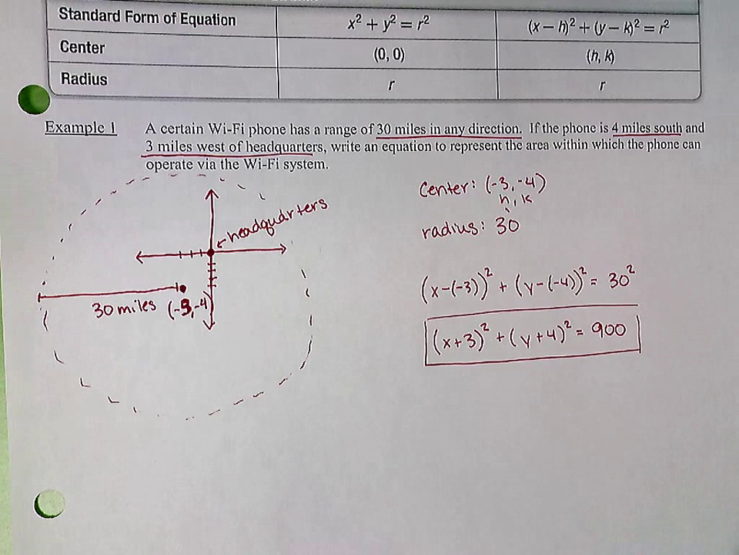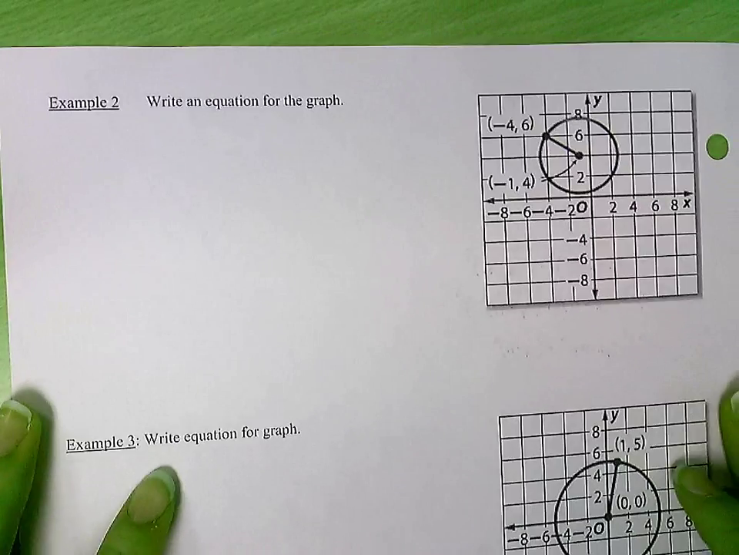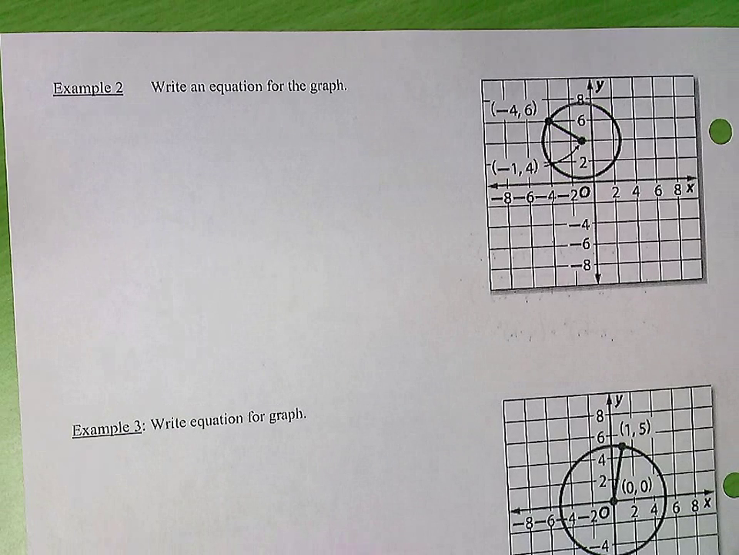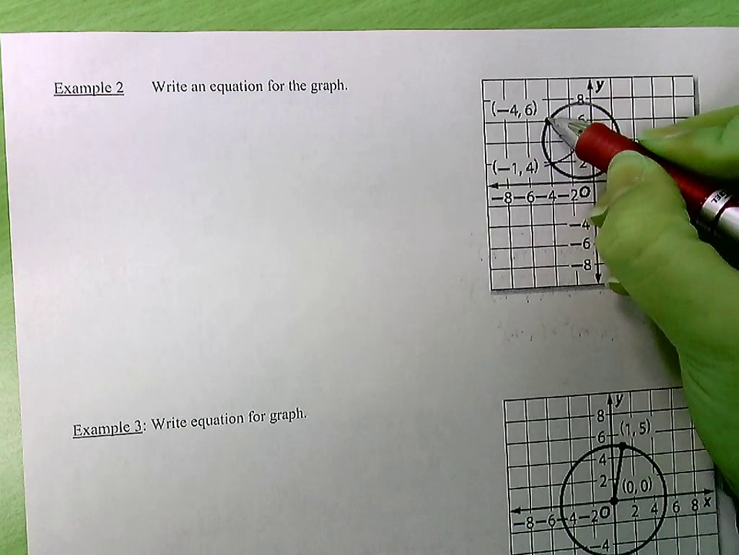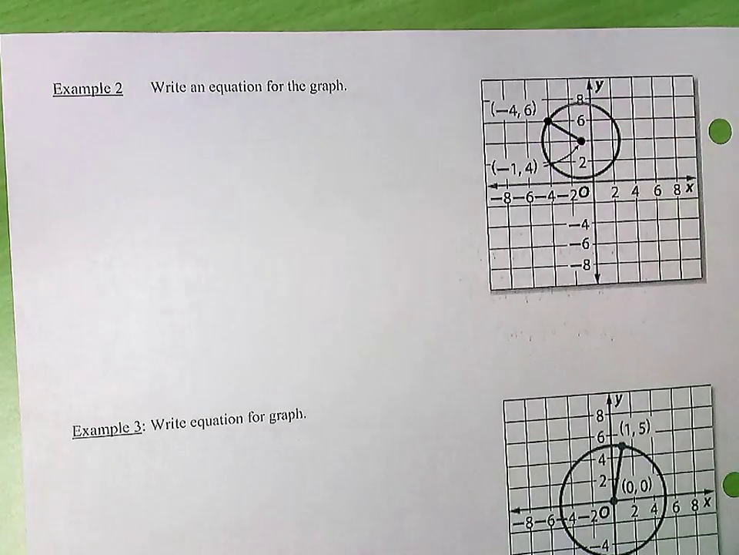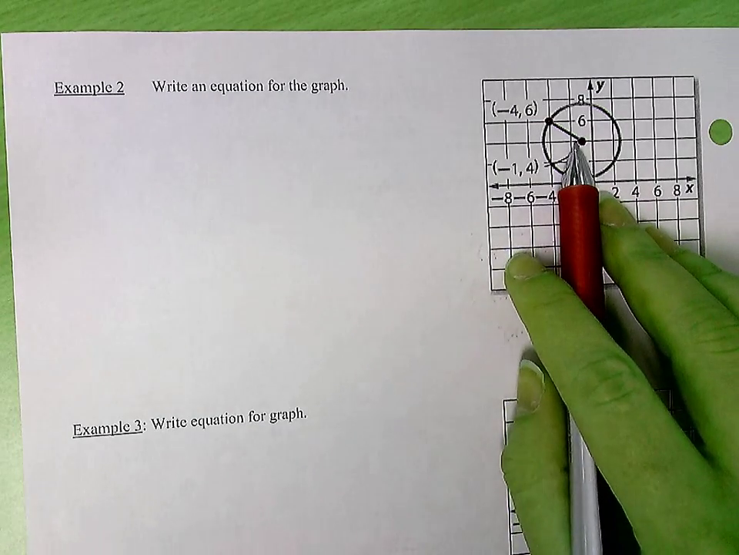on the back, there's just one extra step. So we're going to look at a graph. We'll be given a graph of a circle, and we want to write the equation for that graph. That means I need the center and the radius. For the radius, I have this center point and a point along that circle. You can't just count and say it's like 1.5. You actually have to use the distance formula to find that radius.